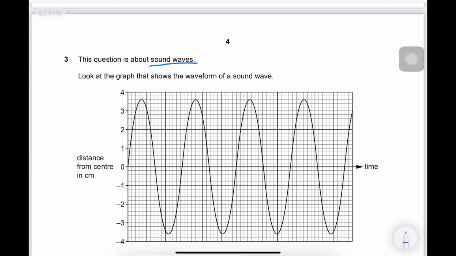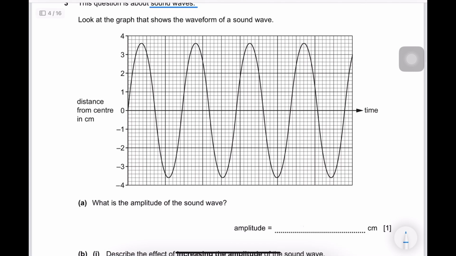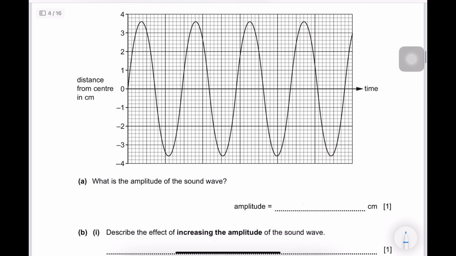Question 3 is about sound waves. A. What is the amplitude of the sound wave? The amplitude is the maximum distance from the center line to the peak or trough of the wave. So when looking at the graph, we will measure this distance. The value for amplitude is 3.6 centimeters.